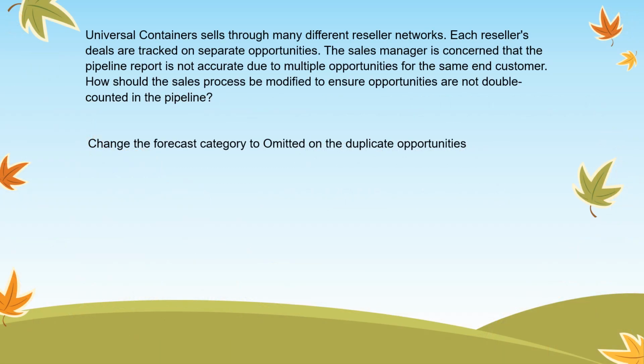Universal Containers sells through many different resale networks. Each reseller's deals are tracked on separate opportunities. The sales manager is concerned that the pipeline report is not accurate due to multiple opportunities for the same end customer. How should the sales process be modified to ensure opportunities are not double counted in the pipeline? Answer: change the forecast category to be omitted on the duplicate opportunities.